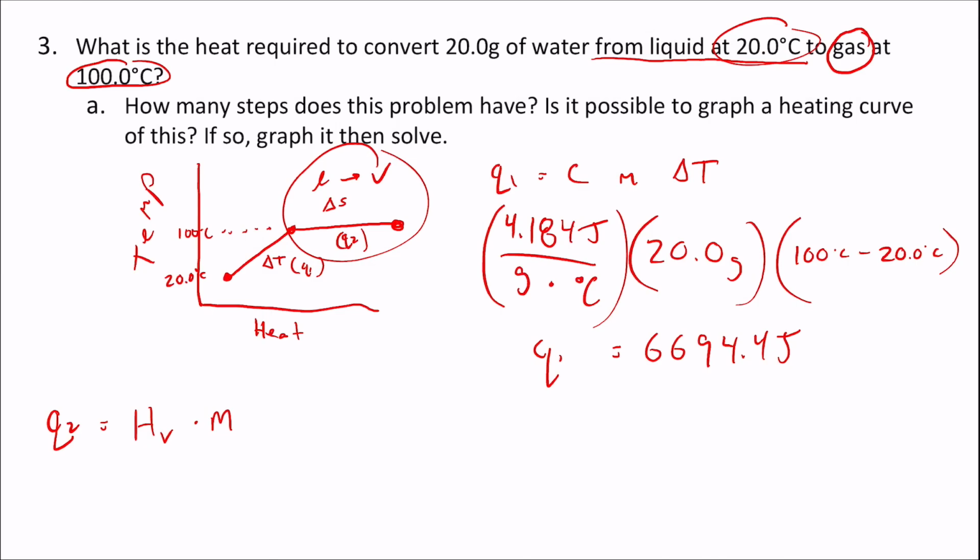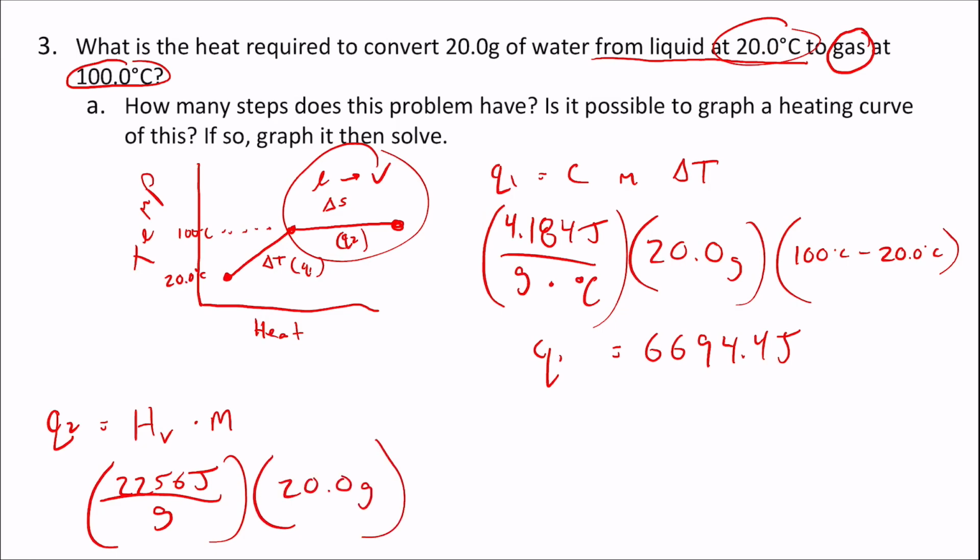So we have heat of vaporization times the mass. The heat of vaporization for water is 2256 joules divided by grams. The mass is still 20. All right, and then canceling things out, we'll go back and cancel the grams and then also the degrees Celsius. Leaves us joules. Grams get canceled out here, leaving us with joules. 45,120 joules equals Q2.